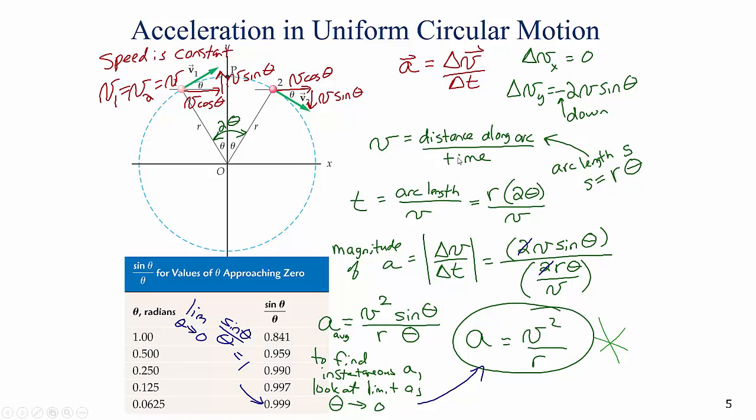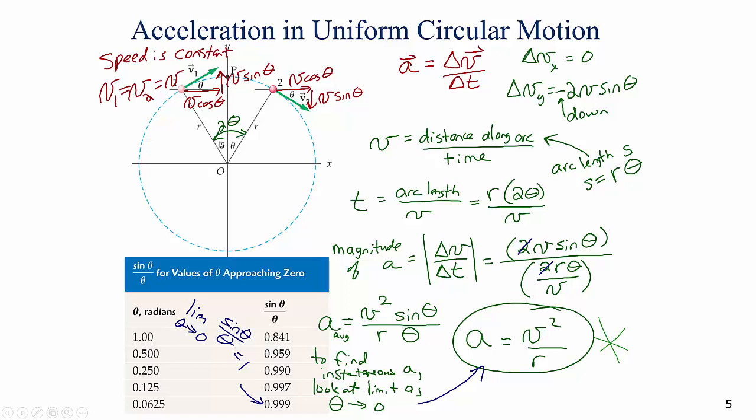Speed is distance divided by time. The distance that it travels just in this little small piece is the arc length. Arc length is r times theta, where theta is in radians. And so the time is the arc length divided by the speed. The magnitude of the acceleration would be the change in velocity, which we found up here. It's 2v sine theta divided by the time, which was 2r theta divided by v. And so if we simplify that a little bit, we get that the average acceleration is v squared sine theta divided by r theta.